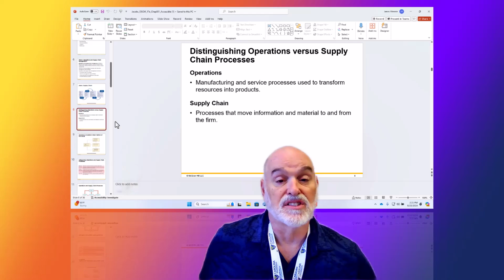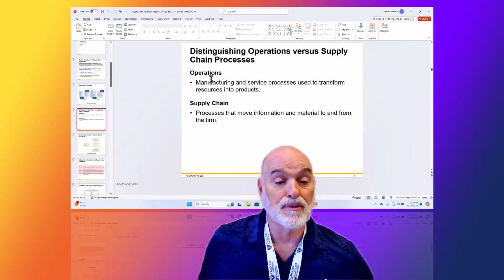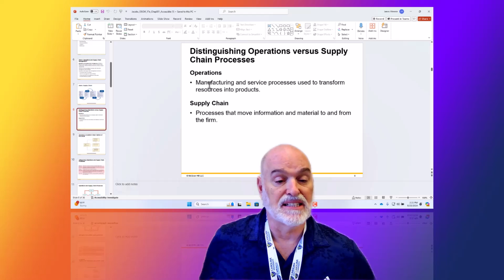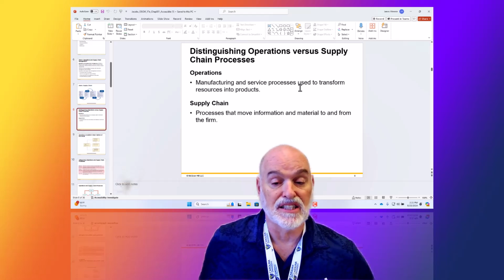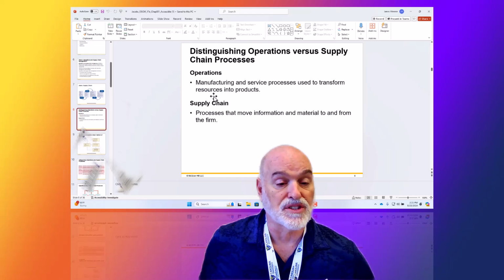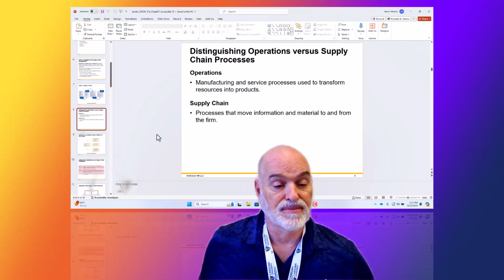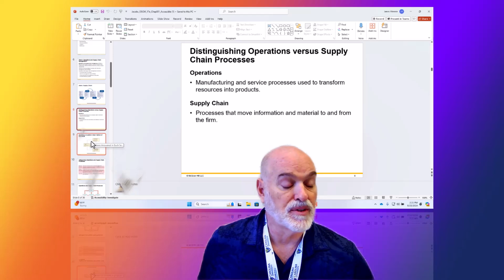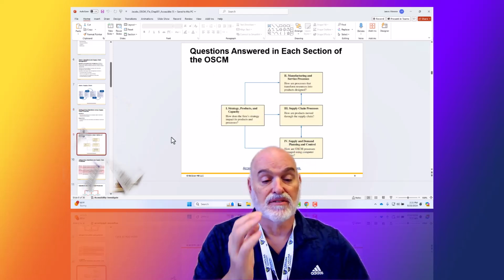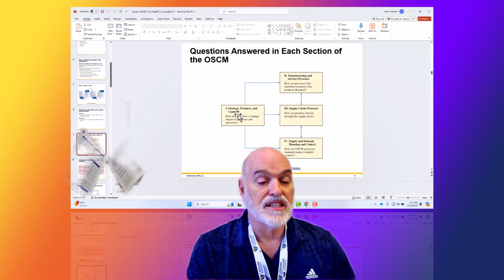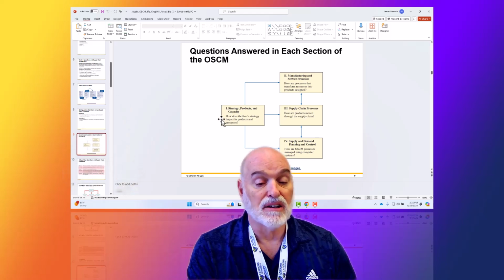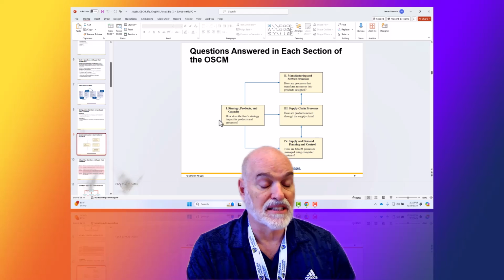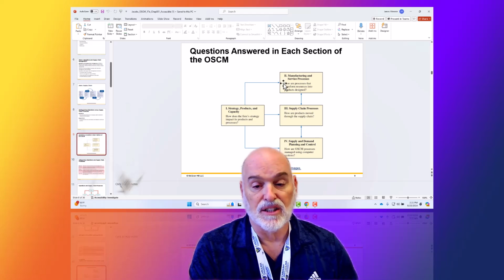Distinguishing operations versus supply chain processes. Operations is defined as manufacturing and service processes used to transform resources into products. The supply chain is the processes that move information and material to and from the firm. If we take a look at a graphical representation of it, number one, you've got strategy, products, and capacity. How does the firm's strategy impact its products and processes? Well, we take a look at number two, which is the manufacturing and service processes.